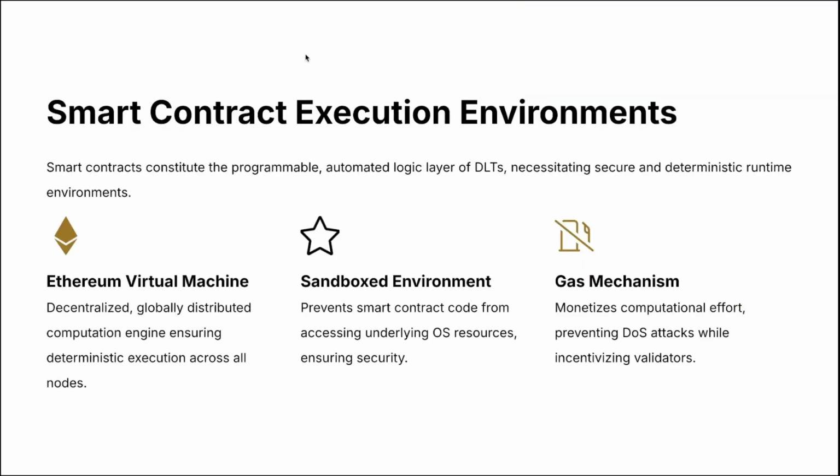All right, now let's talk about the smart contract, which are essentially self-executing code that lives on a distributed ledger. They form the programmable logic layer of the DLT, enabling automation, trustless interaction, and also customized business logic without those intermediaries. But to function securely and also reliably, they need a carefully controlled execution environment.